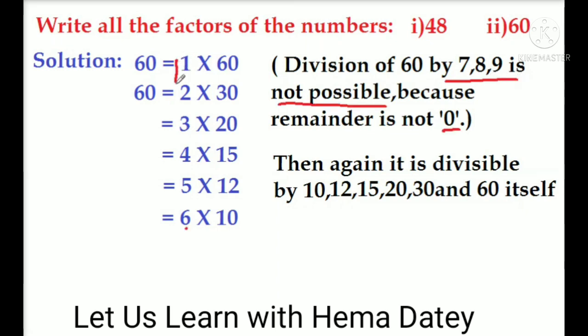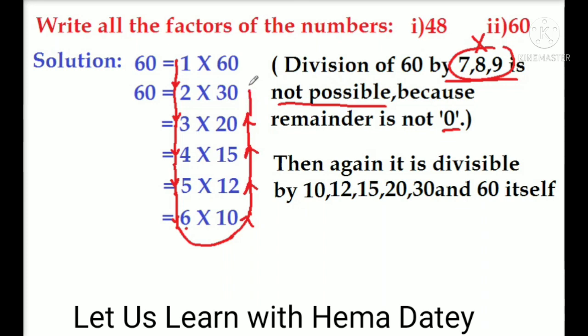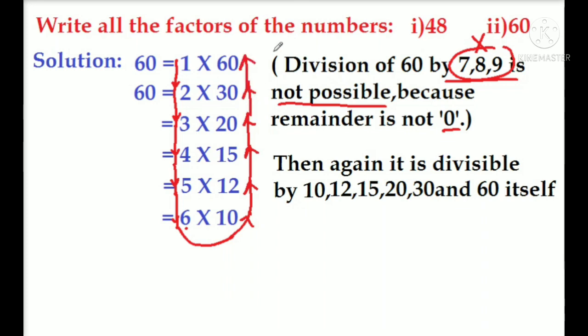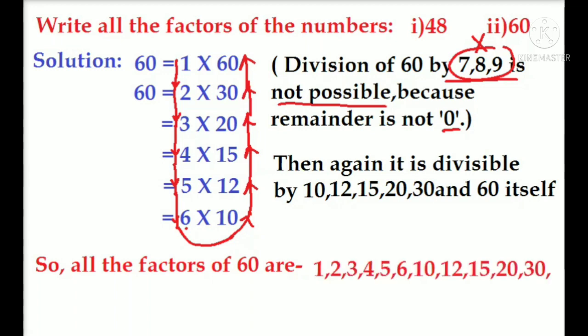Now all the factors of 60 are 1, 2, 3, 4, 5, 6. Then take a U-turn and other factors will be 10, 12, 15, 20, 30 and 60 itself. Let's write, all the factors of 60 are 1, 2, 3, 4, 5, 6, 10, 12, 15, 20, 30 and 60 itself.